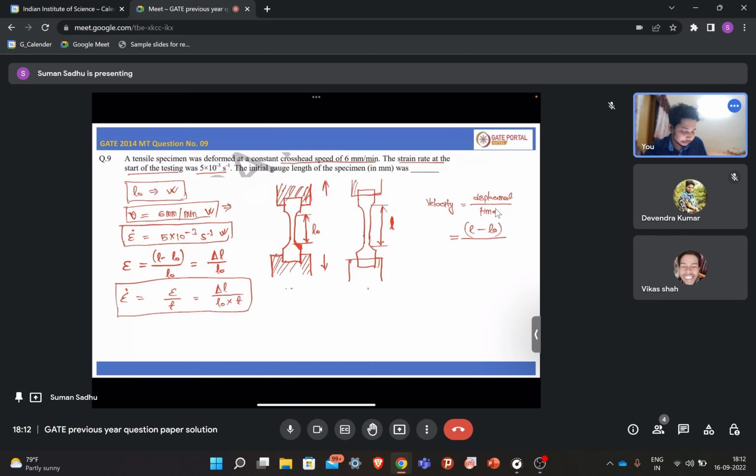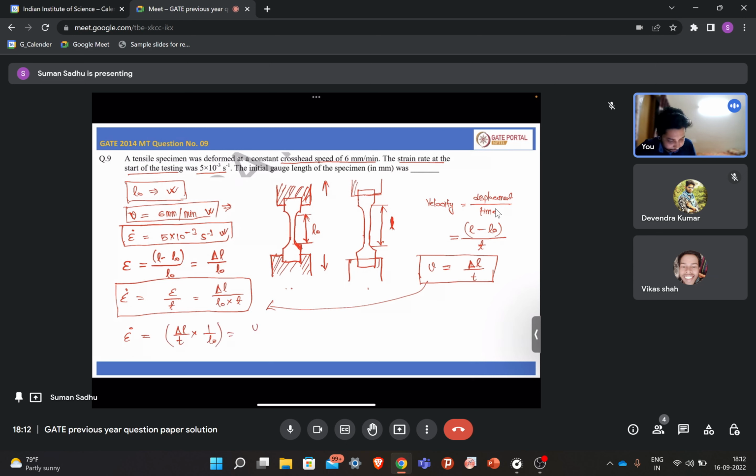And per unit time, that is T. Let's say that after time T we are measuring. So delta L by T is your crosshead speed. So V is delta L by T. Now if we put this delta L by T in this equation, what we will get? We'll get epsilon dot equal to delta L by T into 1 by L naught. So what is the delta L by T?